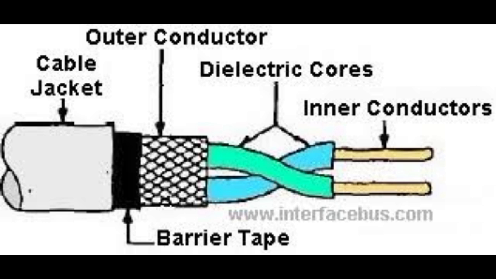The advantages of a twisted pair wire: it is flexible and lightweight, it is easy to work with and easy to install, and it is readily available. Disadvantages: it offers very poor security, and it produces unwanted signals like noise.